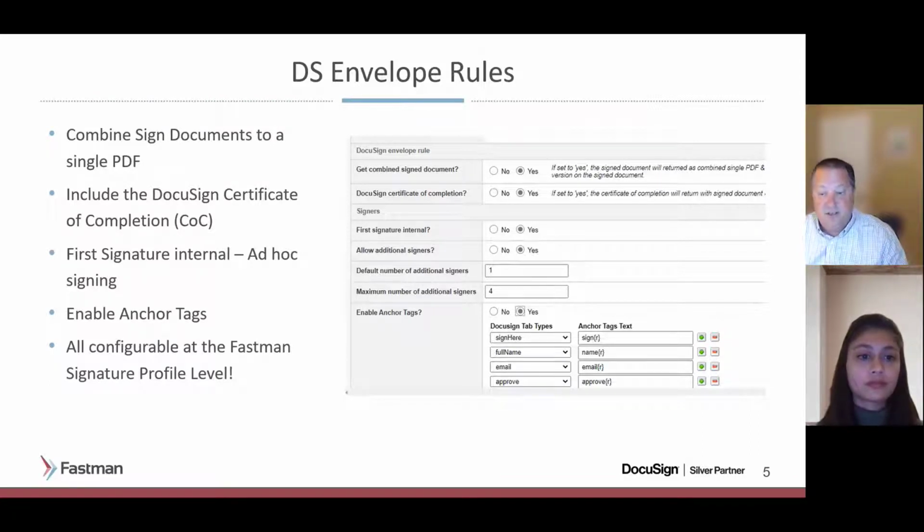These anchor tags essentially allow you to enforce your signature block placement. There's up to 15 tags available, including the standard sign, initial, date sign, etc. This is very useful for sending document templates that actually are born and reside in Content Suite when you want to send them out to your end users, essentially.